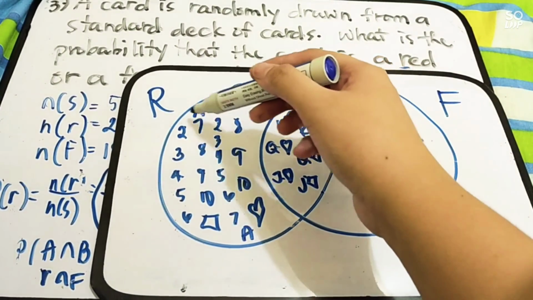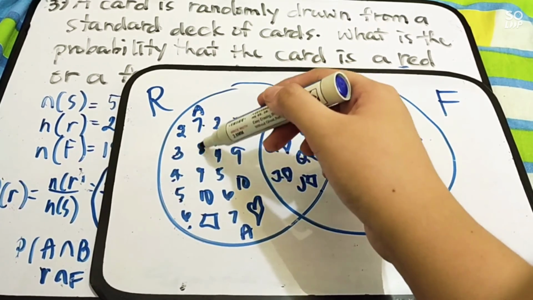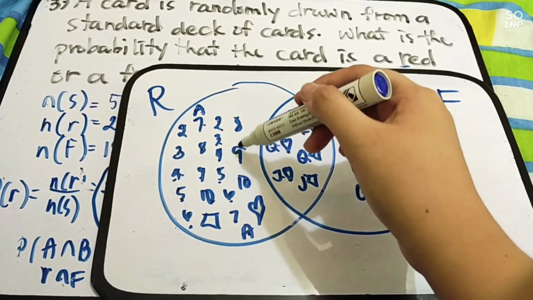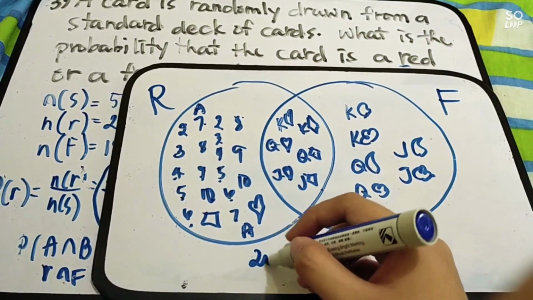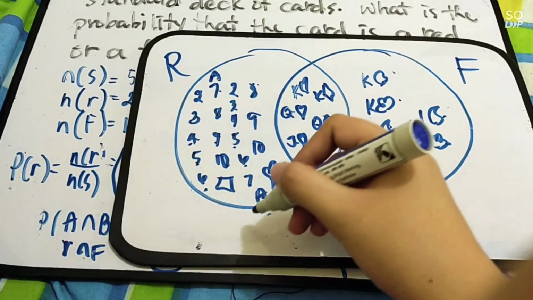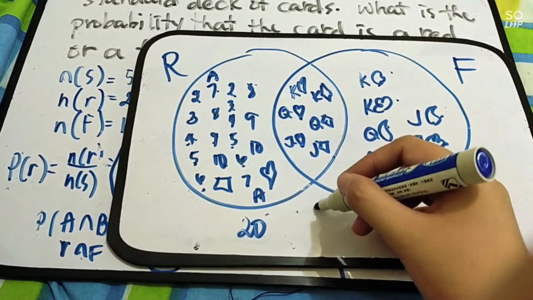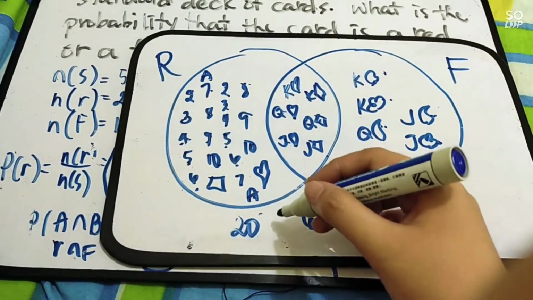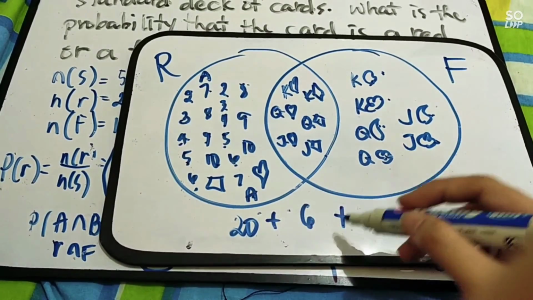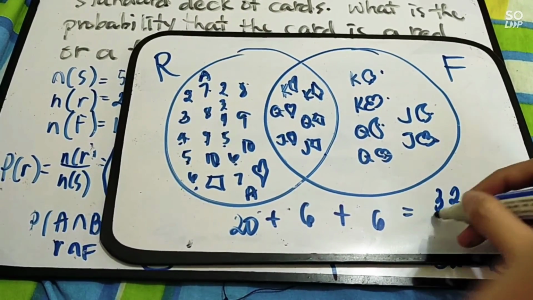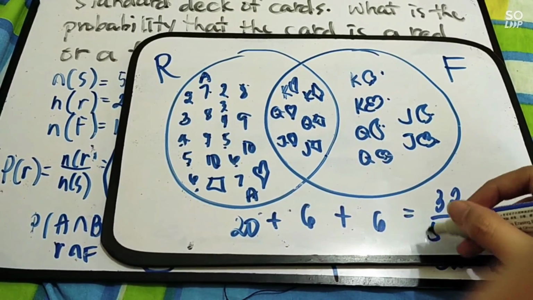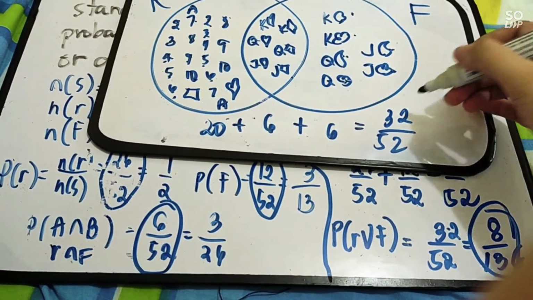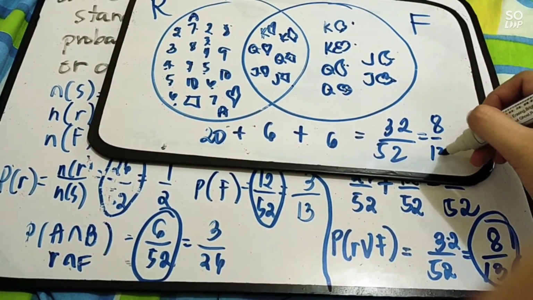Then, count mo lang yan. So, we have here 1, 2, 3, 4, 5, 6, 7, 8, 9, 10, 11, 12, 13, 14, 15, 16, 17, 18, 19, 20. So, this one is 20. Then, this one is 6, the intersection. Then, this one is 6. Tingnan nyo, pag ito ay add ko yan, 20 plus 6 plus 6, the answer is 32. Then, over mo sa lahat ng cards, that is 32 over 56. Diba? Lumabas din siya. So, this is equal to 8 over 13.